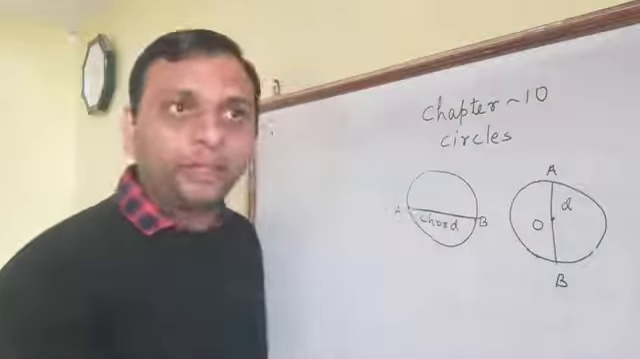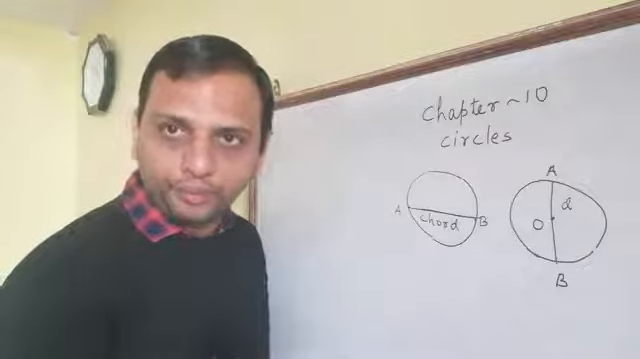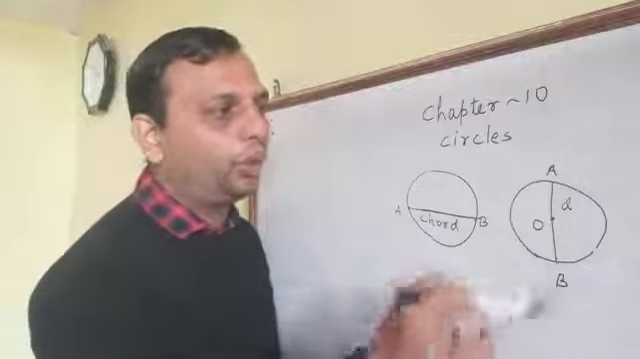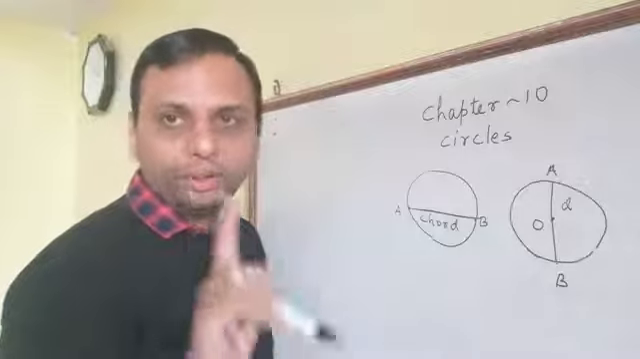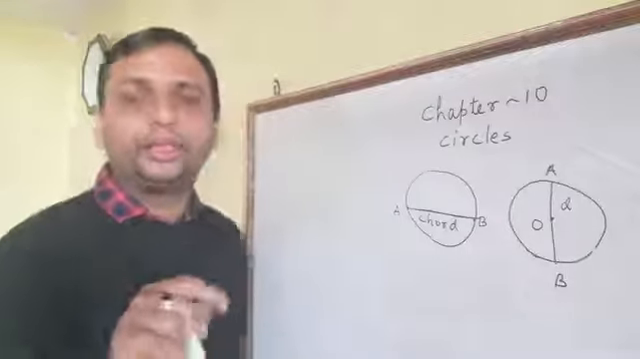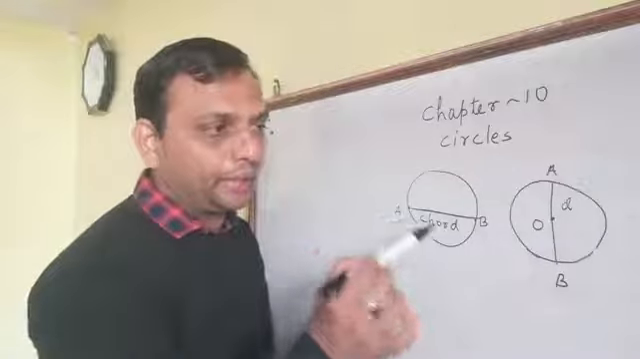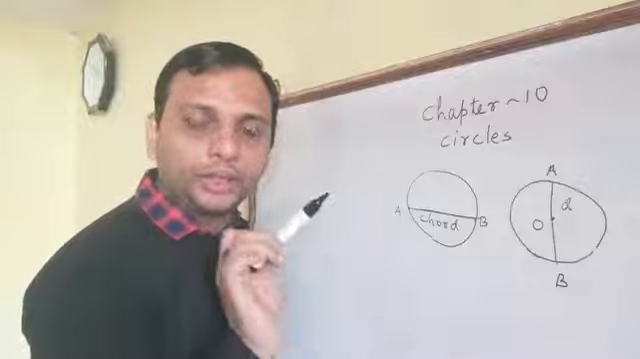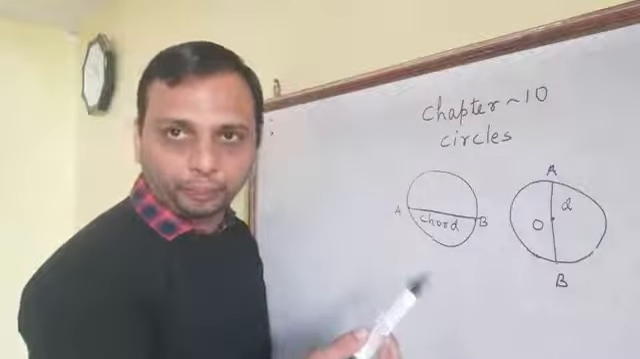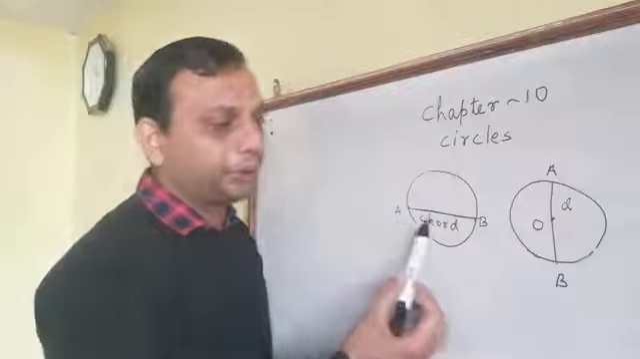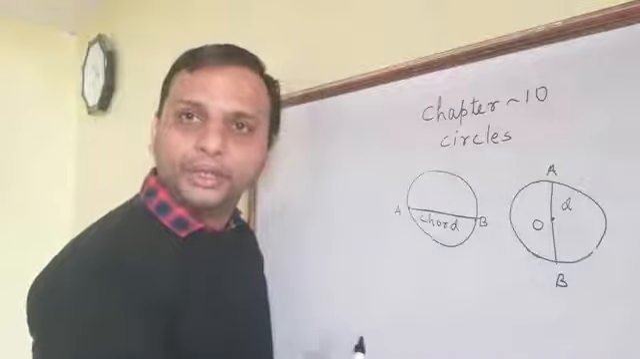We can also say that all the diameters are chords of the circle. All diameters are chords, but not all chords are diameters, because a diameter should always pass through the center of the circle, but for a chord it is not a required condition whether it passes through the center or not; it should only touch two different points on the boundary of the circle. So I hope this chord and diameter is clear to you.